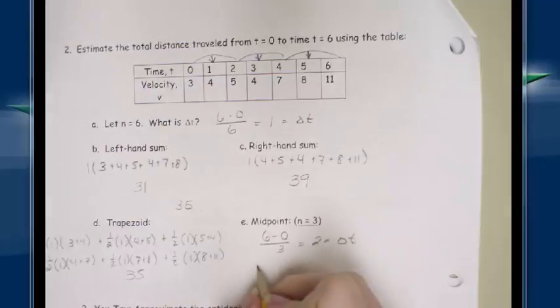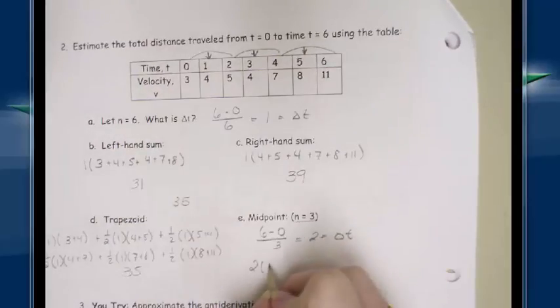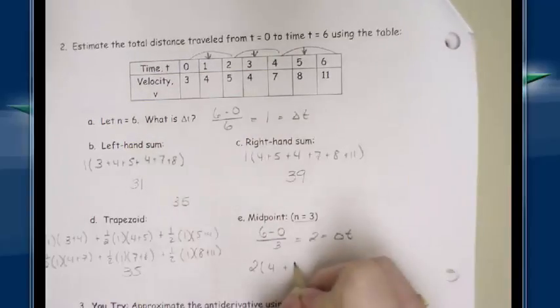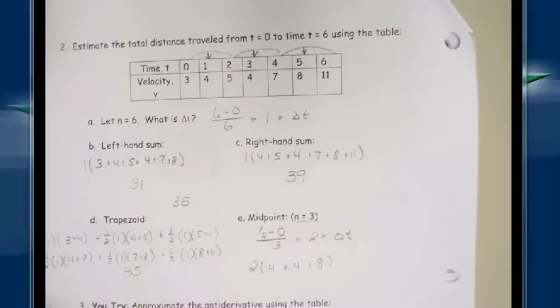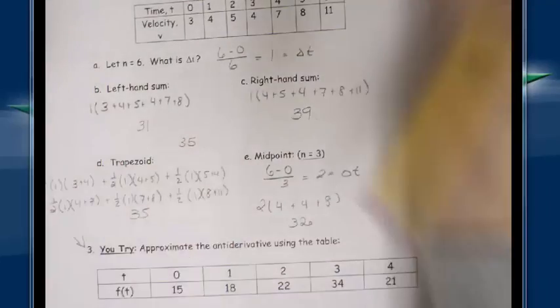So we're going to say 2, because that's still the length of it now, times the 4 plus, well, another 4 plus an 8. And that is 32. Now you may be saying that's not the same as the 35 we've gotten. We used a different delta t, so that affects what it looks like. You're going to try this one. We'll go over the answers next time.